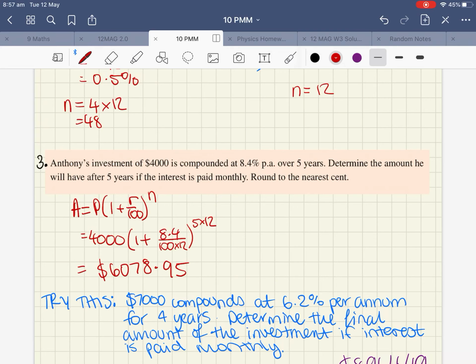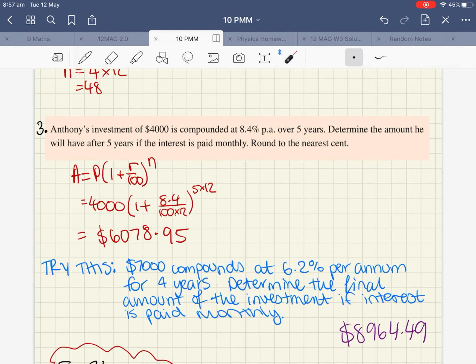So there's a similar one here for you to have a go at. You've got $7,000 compounding at 6.2% per annum for 4 years. Determine the final amount of the investment if the interest is paid monthly. So you're going to have to consider that your number of compounding periods is 4 times 12, and that you're going to have to divide your 6.2% by not only 100 to get it as a decimal, but also by 12. You should get the answer $8,964.49.